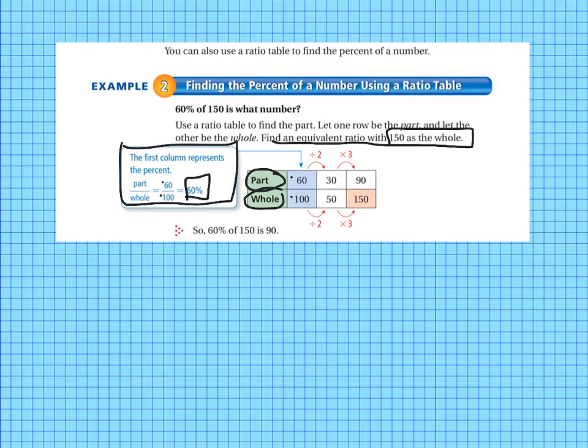Well, it's going to take us a couple steps using a ratio table to do that. So first of all, we have to turn that 100 into a 50, so we're going to divide that by 2. And if we divide the bottom by 2, we have to divide the top by 2. So that makes 30/50ths. And then we want to multiply that 50 by 3. So 50 times 3 is 150, and 30 times 3 is 90. So we end up with 90 over 150. So 60% of 150 equals 90.